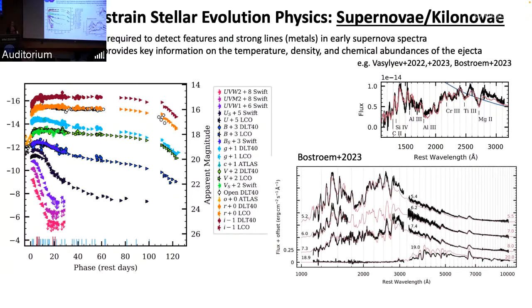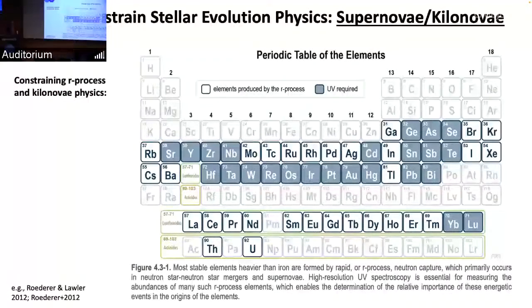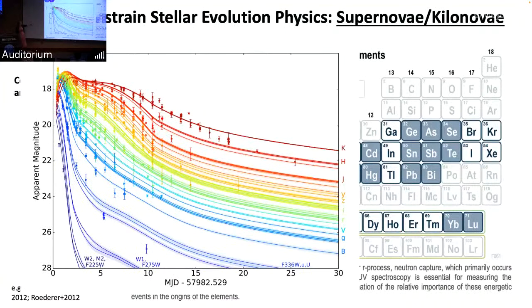This is also the case for kilonovae, where UV becomes really important because it's actually the key way to detect many of the r-process heavy elements in those spectra. And again, in this type of kilonova, the UV is really important for understanding the early behavior of these kilonova detections. Okay, so that's a lot.